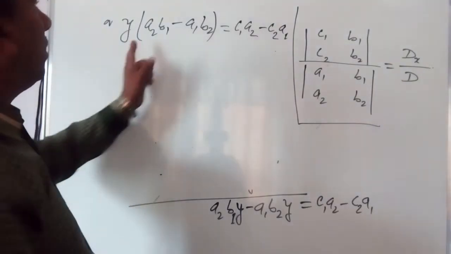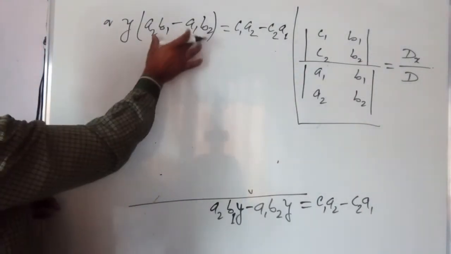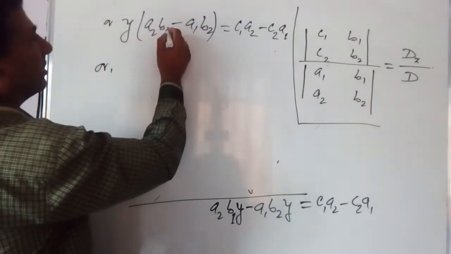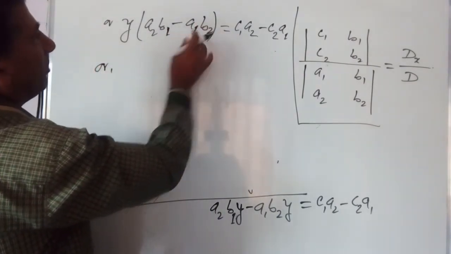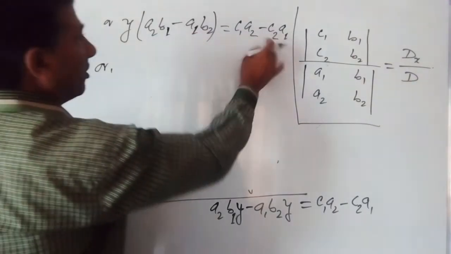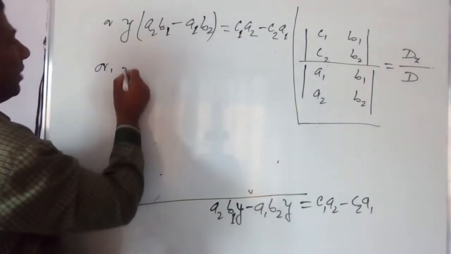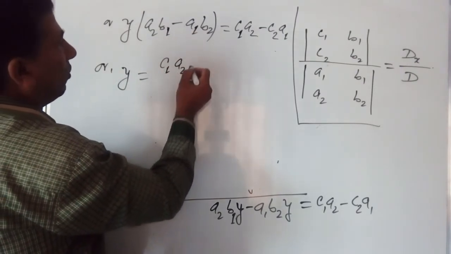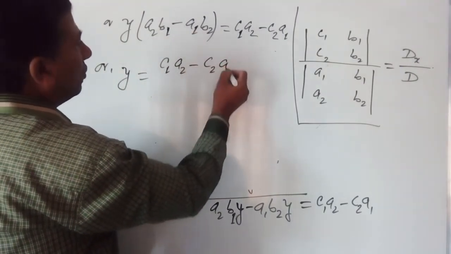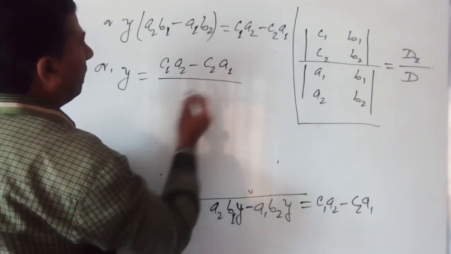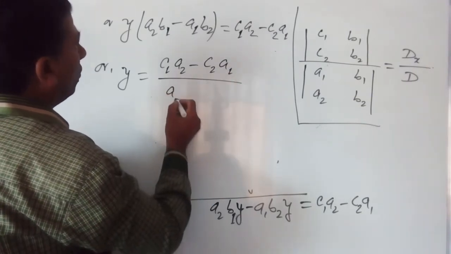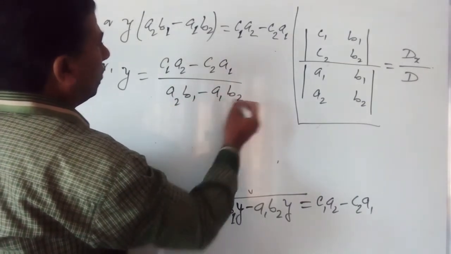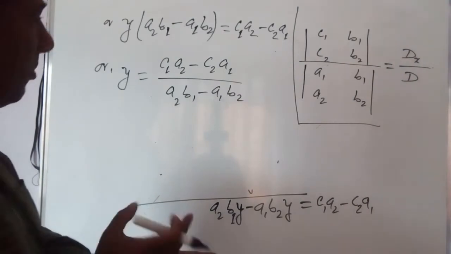Now we can divide both sides by this. When we divide both sides by a2 b1 minus a1 b2, the left-hand side gets cancelled, and the right-hand side remains the same. Therefore, we can write y equals (c1 a2 minus c2 a1) by (a2 b1 minus a1 b2). Now we found the value of y.